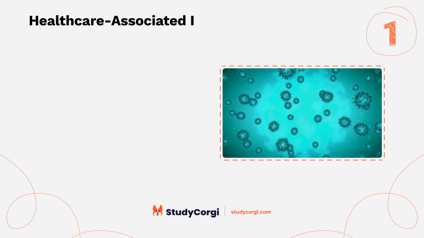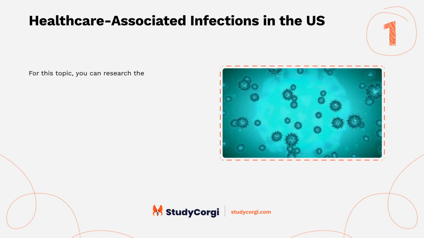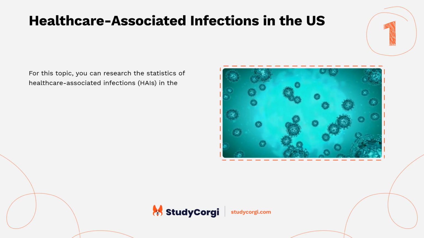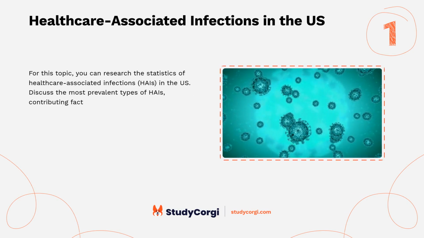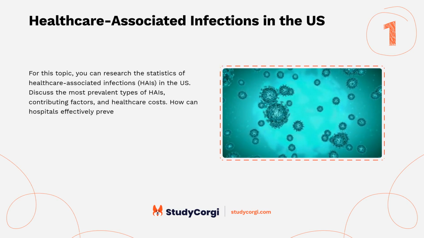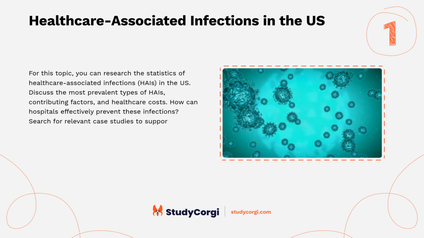Healthcare-associated infections in the U.S. For this topic, you can research the statistics of healthcare-associated infections, HAIs, in the U.S. Discuss the most prevalent types of HAIs, contributing factors, and healthcare costs. How can hospitals effectively prevent these infections? Search for relevant case studies to support your point.